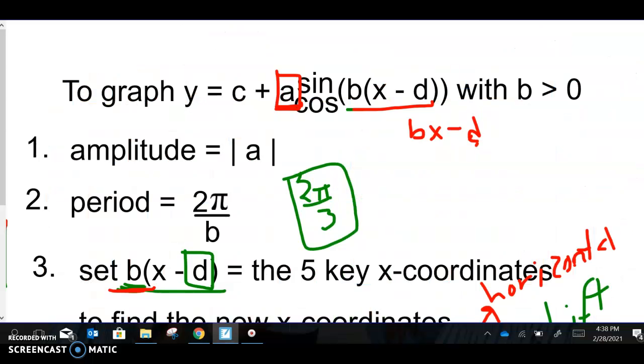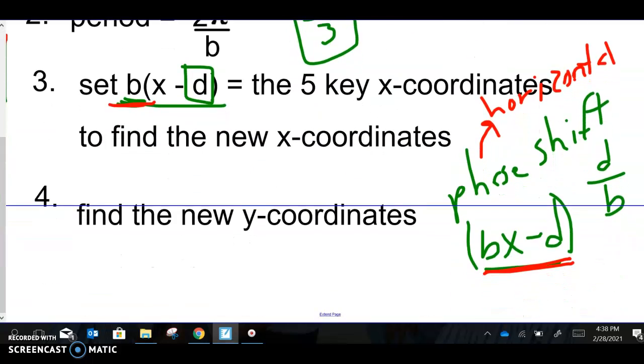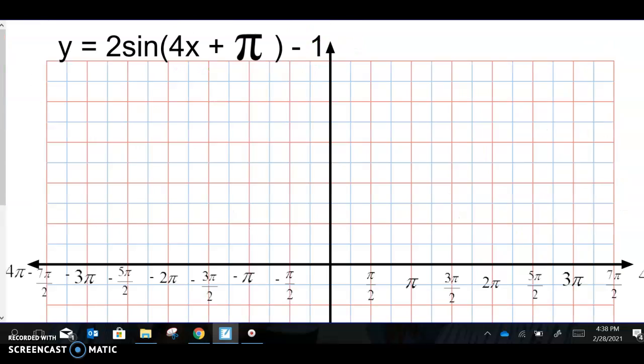And that's what I meant earlier. I said the phase shift is d over b, but that's if there's a minus here. There was a plus there, so it was negative d over b. However, sometimes you'll see it with the b already factored out, and then the phase shift is just that number. Let's take all that we learned and try to graph this now.